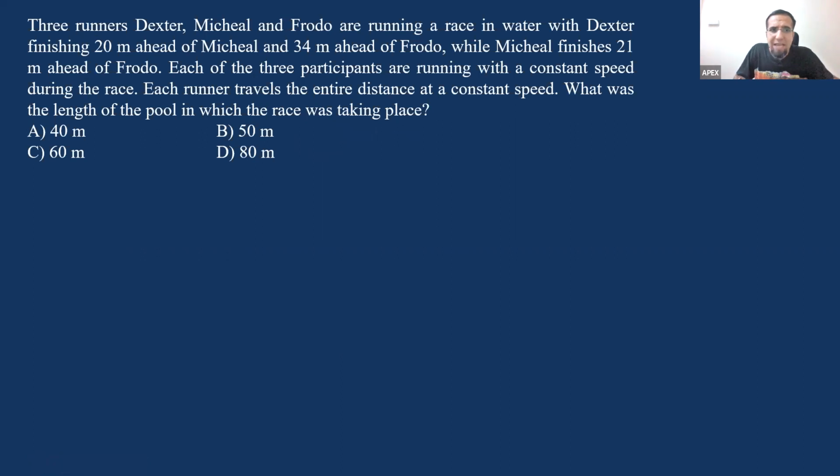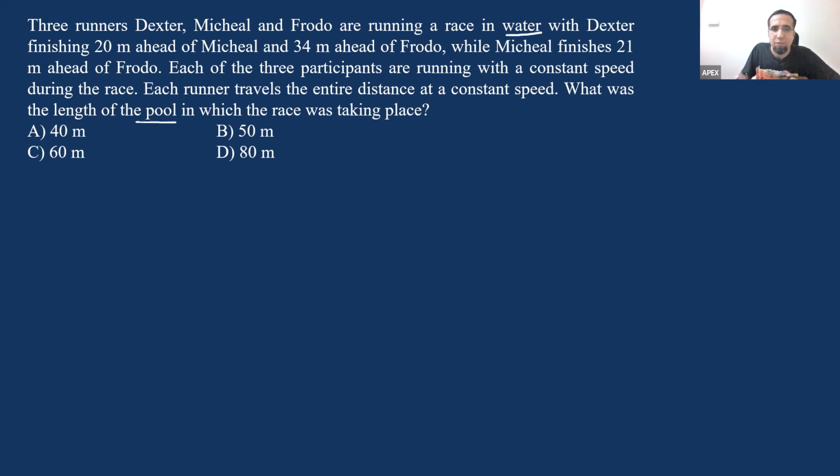Now, 3 runners, Dexter, Michael, and Frodo, are running a race in water, with Dexter finishing 20 meters ahead of Michael and 34 meters ahead of Frodo, while Michael finishes 21 meters ahead of Mr. Frodo. Anyways, let's see this. The minute the question used the word water, I thought that maybe it might be an upstream and downstream question, but when you read the question, there is nothing mentioned about the stream, which means it's a normal pool. We need to find the length of the pool.